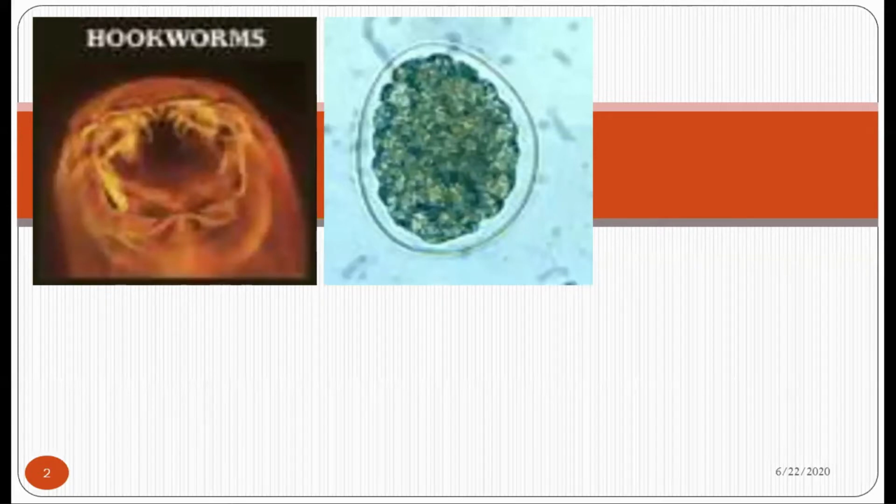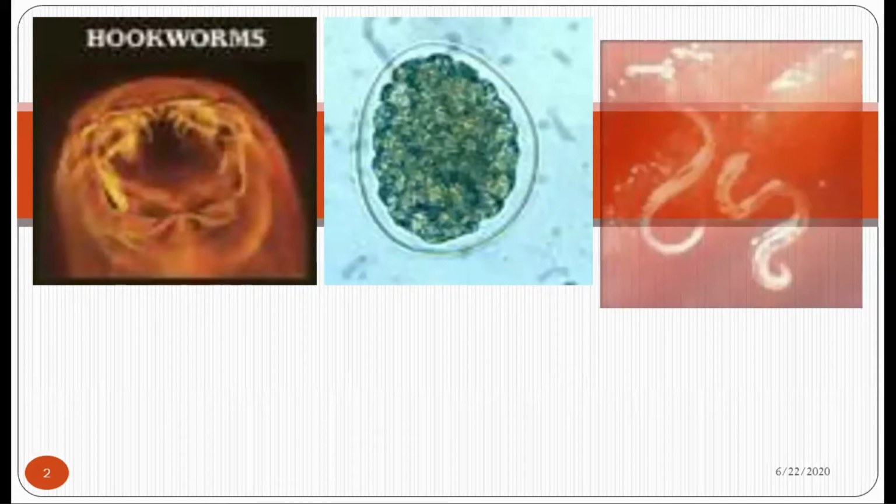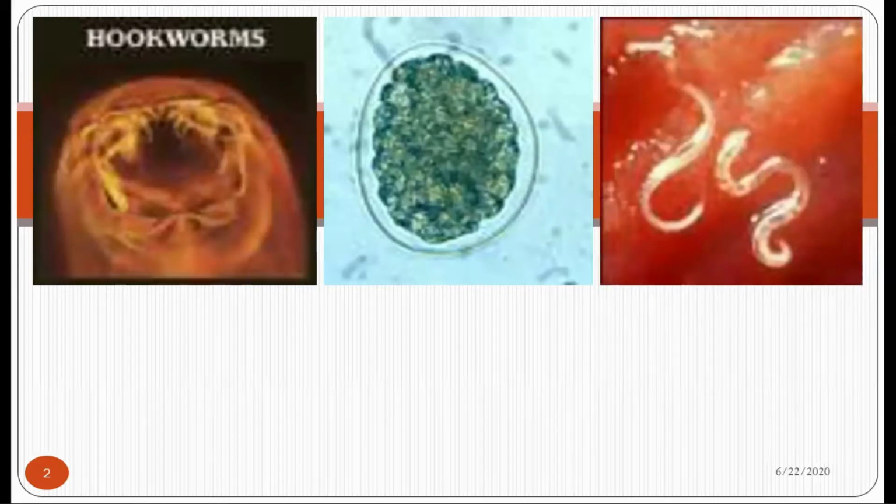Second picture is the segmented ovum of hookworm. Then this third picture shows the adult male and female worms of hookworms, and these adult worms reside in the small intestine with the help of hooks present in the anterior portion of these worms.